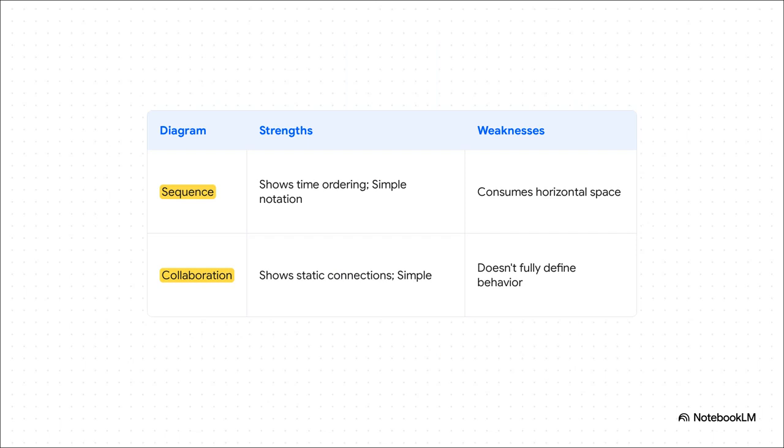This table sums it up perfectly. Sequence diagrams, super clear about timing, really easy to read. The only downside is they can get super wide if you have a lot of objects talking to each other. Collaboration diagrams are awesome for showing relationships, and they're also simple, but sometimes they don't quite capture every little detail of the behavior, especially with complex loops or conditions.